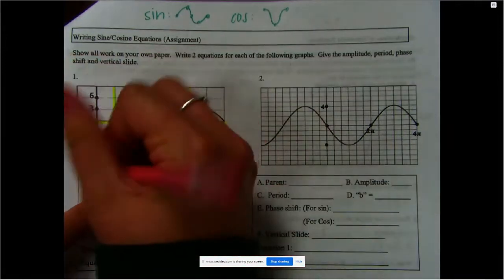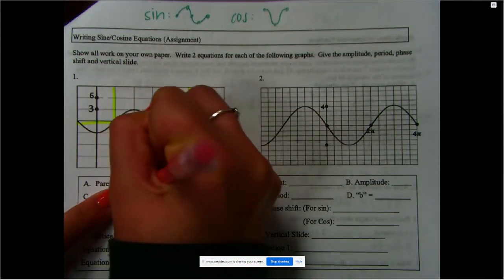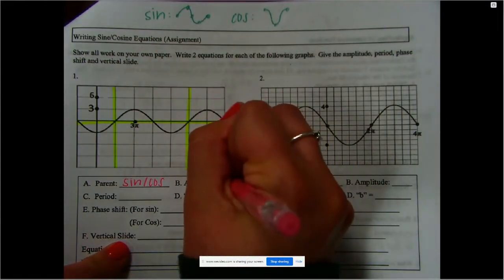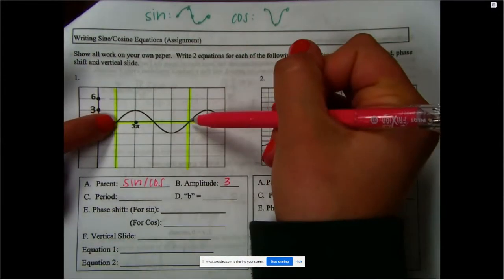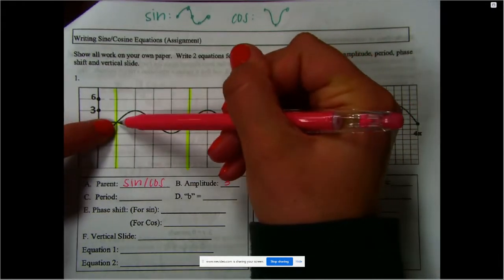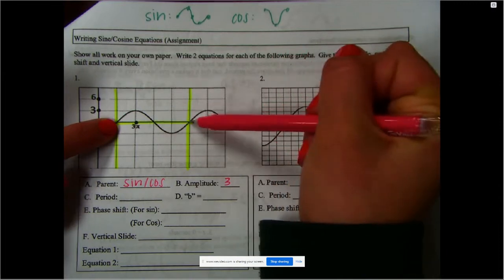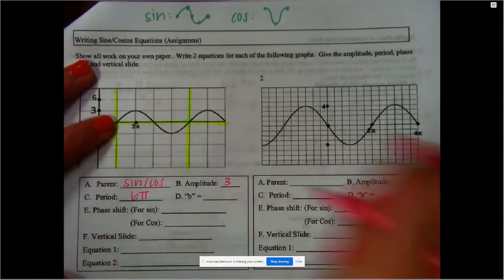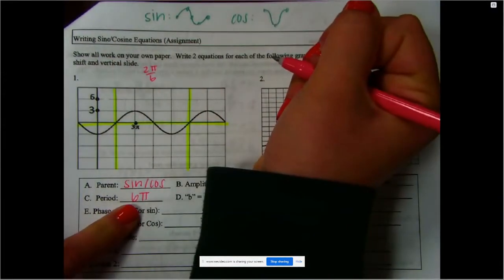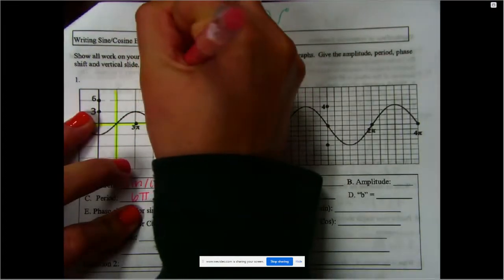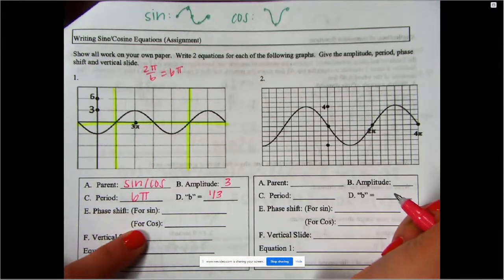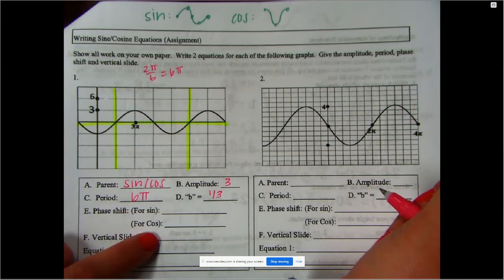So first, parent: this could be a sine or cosine graph. The amplitude, it goes up and down, it says 3 each time. The period is the length from the beginning to the end. Well, if you notice, every 2 lines is 3 pi. So 1, 2, that's 3 pi. 1, 2, that's 6 pi. The formula for finding period is 2 pi over b. Our 2 pi over b needs to equal 6 pi. That's going to make b 1/3.